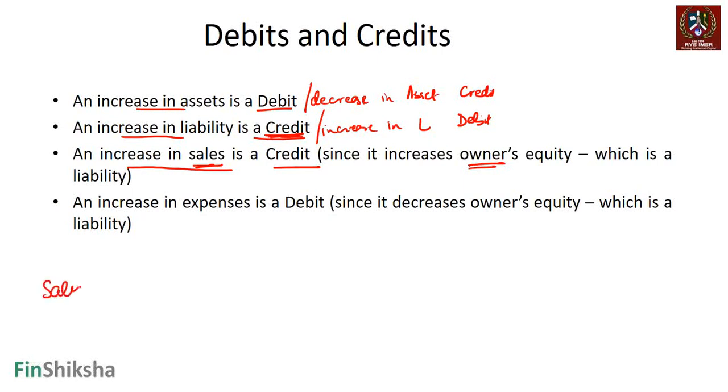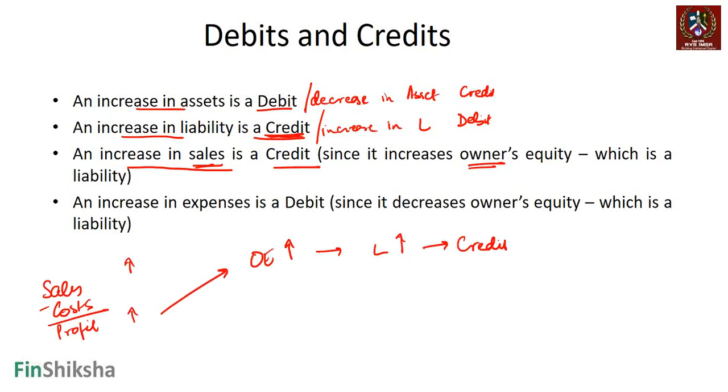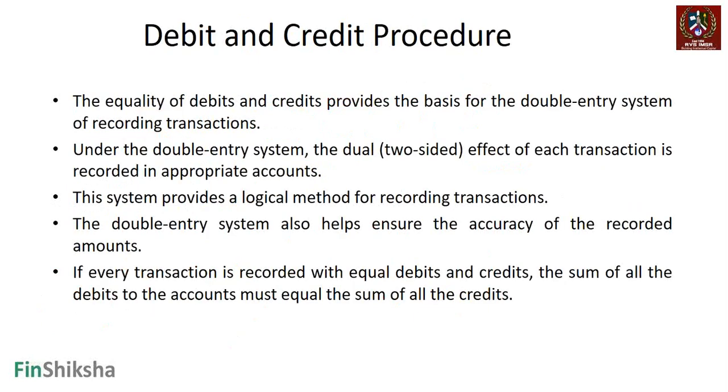So sales minus costs or expenses is going to give me profit. If sales go up, profits go up. If profits go up, owner's equity goes up, which basically means liabilities go up, which means it's a credit. Correct? Similarly, an increase in expenses will take profit down. That will reduce the owner's equity, reduce the liabilities, and hence that would be a debit entry, right? So effectively, how we debit and credit these accounts flows primarily from one single thumb rule: an increase in assets is going to be a debit entry. Now, the equality of debits and credits provides the basis for all the accounting transactions essentially.